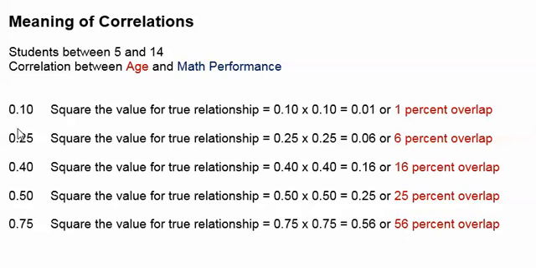So to figure out the true relationship, we square that value. All right. And if we square 0.1 times 0.1, we can do that on a calculator if you want, or you can do it in your head. The answer is 0.01. If you convert 0.01 to a percentage, if you remember, that's actually 1%. All right. What that means is that there is an overlap of age and math performance by 1%. That means there's a common variance of 1%.